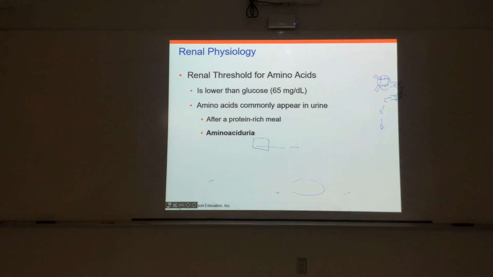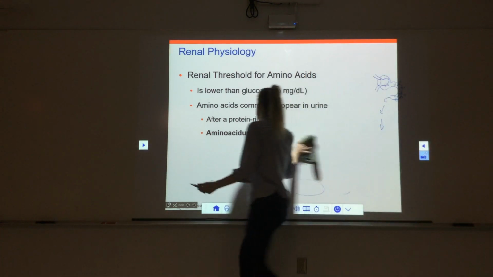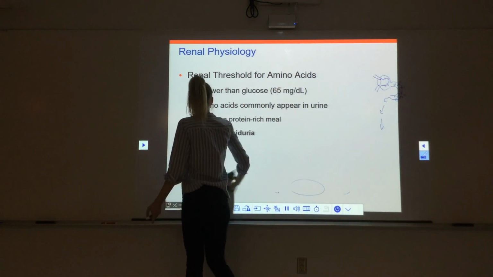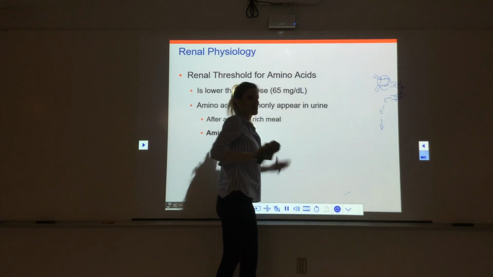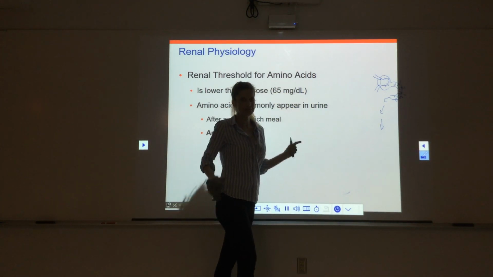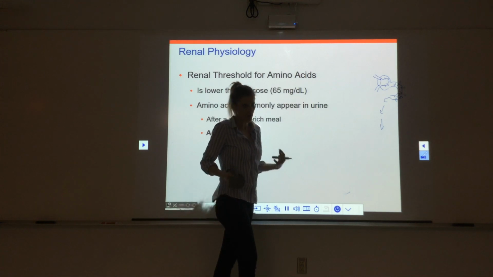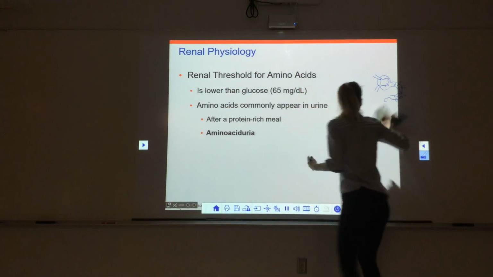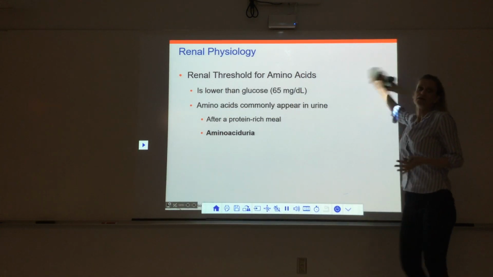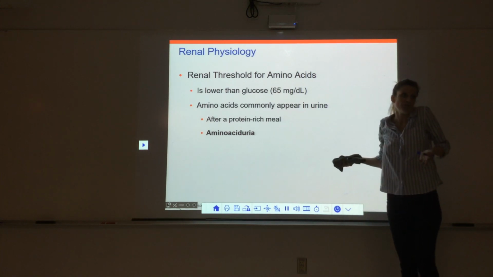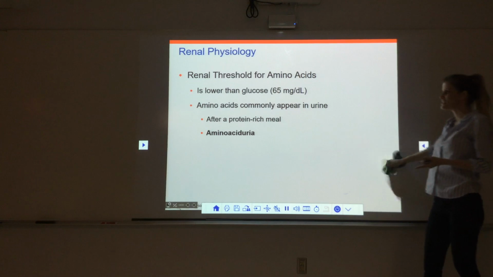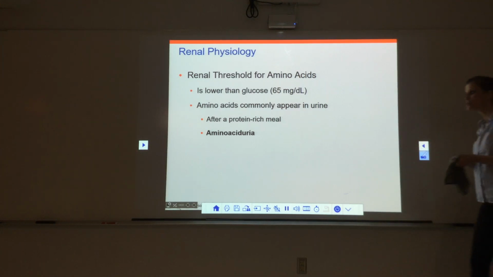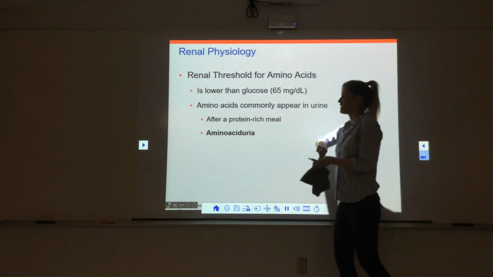The renal threshold for amino acids is a lot lower. It's only about 65 milligrams per deciliter. And it's really not that odd to have amino acids in your urine. It shouldn't be happening all the time. If you constantly have amino acids in your urine, that's a problem. But if you go to Outback and eat a big steak, you'll probably have amino acids in your urine later. It's a lot easier to overwhelm the Tmax for amino acids. We call that amino aciduria.